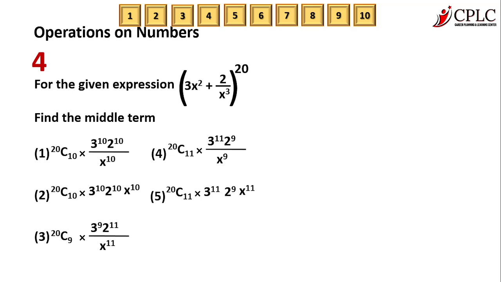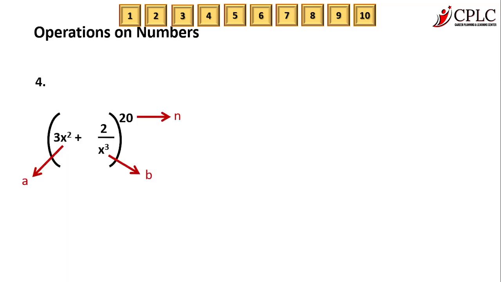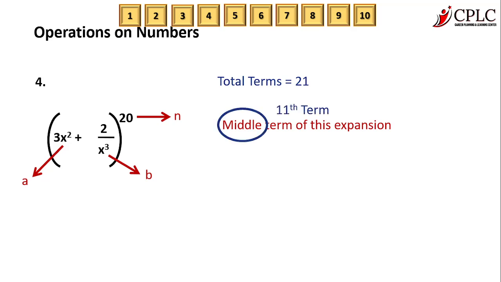The first type that they can always ask is to find the middle term. To find the middle term, you first have to know how many terms there are in all. The value of n is 20 here, and if you remember the concept we discussed earlier, the total number of terms is always n plus 1. So here there are 21 terms overall. If there are 21 terms overall, the middle term has to be the 11th term. The logic is very simple: 10 terms on one side, 10 terms on the other side. The middle one is the 11th one, and hence there are 21 terms overall.